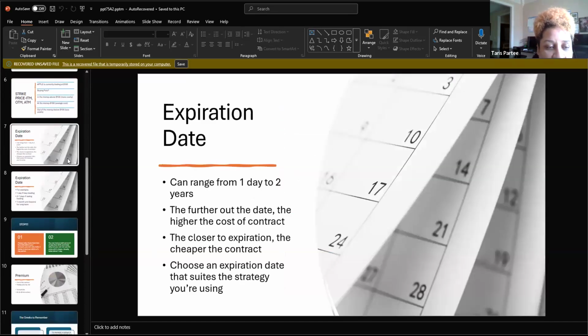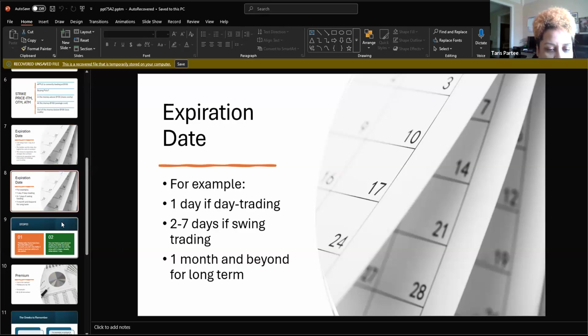All right, let's look at the expiration date, because these are all components of your contract. Your expiration date can range from 1 day to 2 years. Most of you are day traders, so you probably go no more than 30 days, if that long. I just explained that the further out the date, the higher the contract. The closer to expiration, the cheaper the contract. Choose an expiration date that suits the strategy you're using, okay?